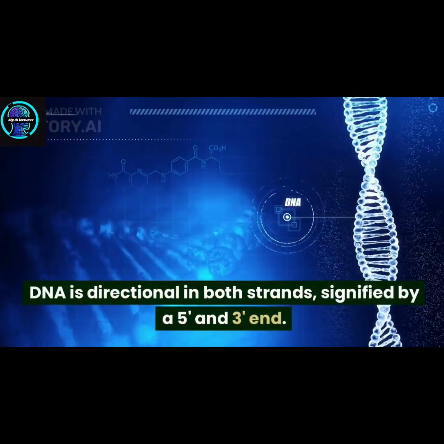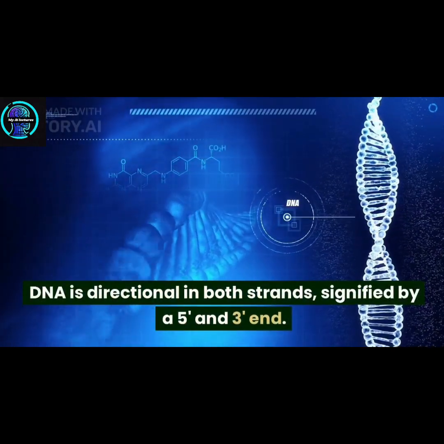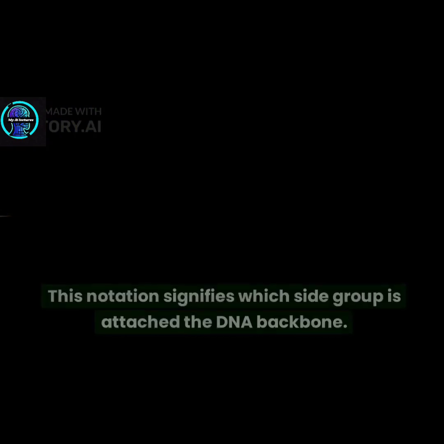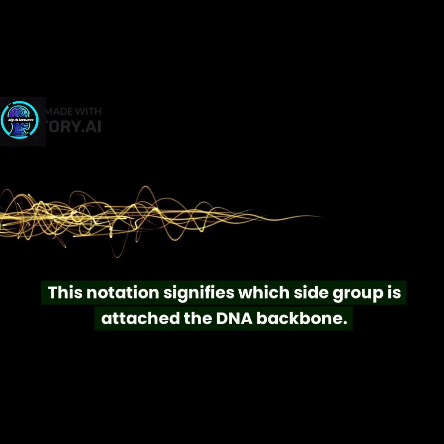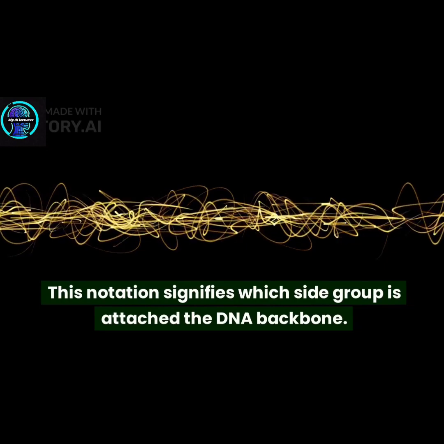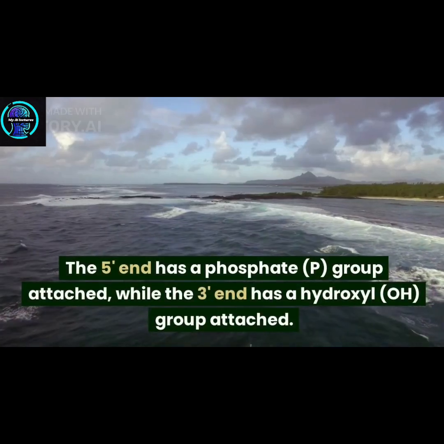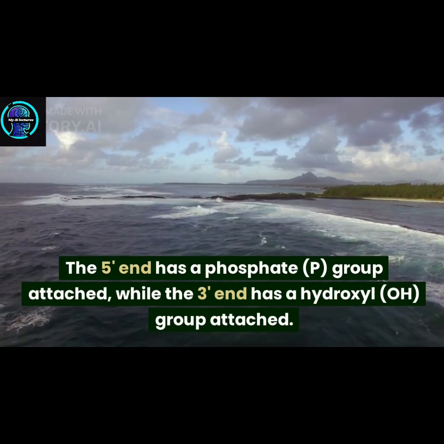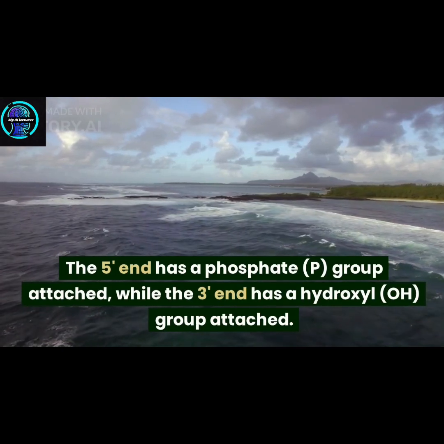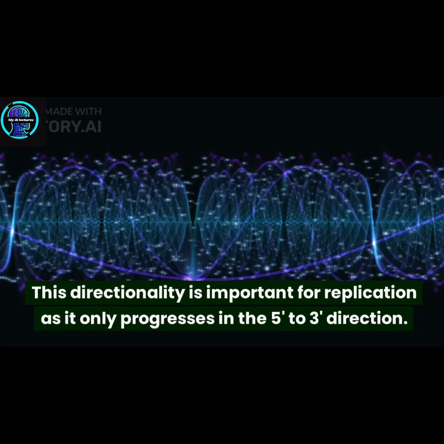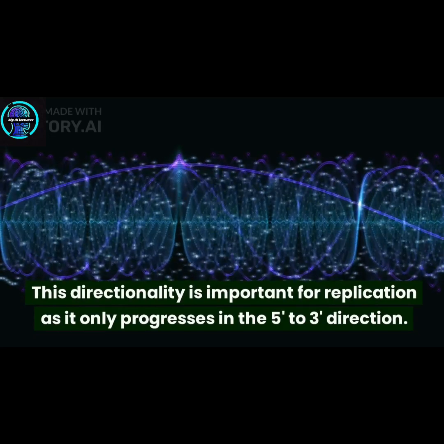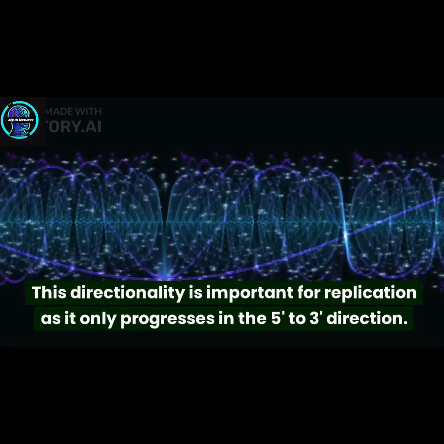DNA is directional in both strands, signified by a 5' and 3' end. This notation signifies which side group is attached to the DNA backbone. The 5' end has a phosphate (P) group attached, while the 3' end has a hydroxyl (OH) group attached. This directionality is important for replication as it only progresses in the 5' to 3' direction.